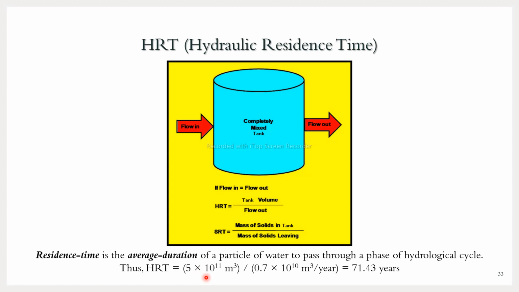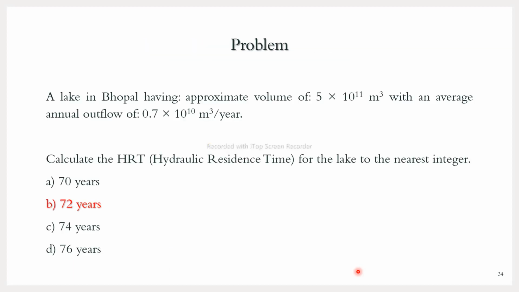So there we have to simply divide the volume of the lake, that is 5 into 10 to the power 11 meter cube, that is here tank volume, there it is lake volume, divided by the flow out, that is 0.7 into 10 to the power 10 meter cube per hour as given in the question. It comes out to be 71.43, and both of you have given the correct answer as B, 72 years.